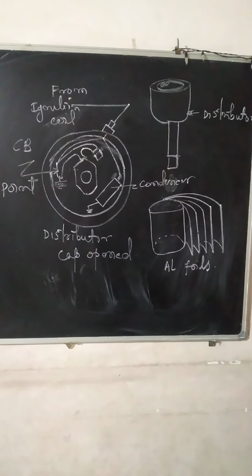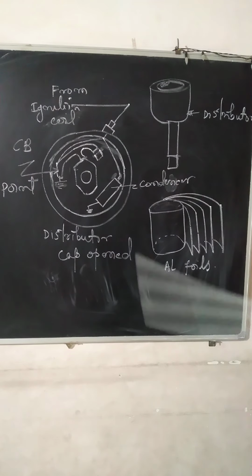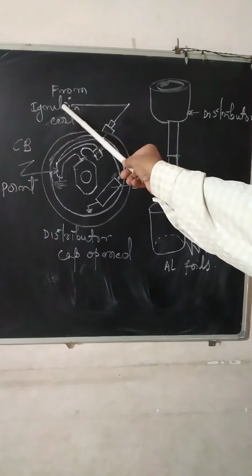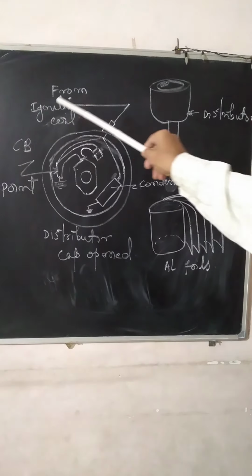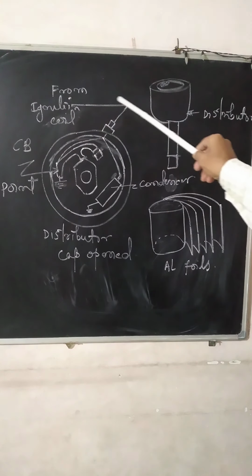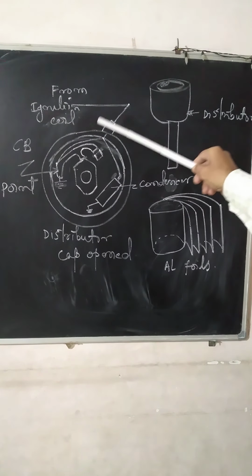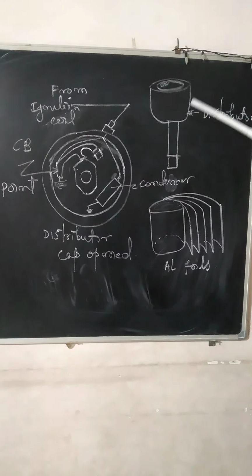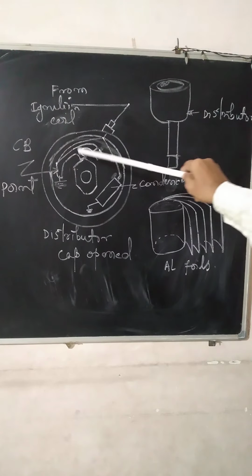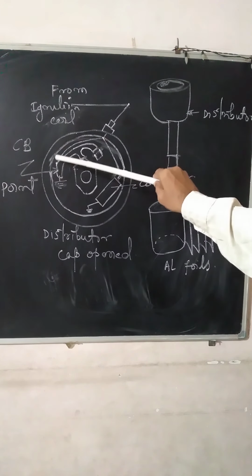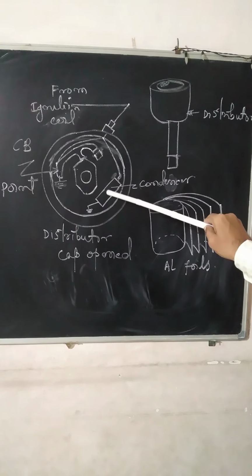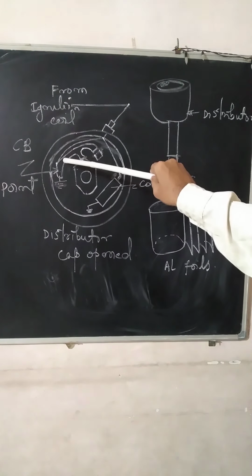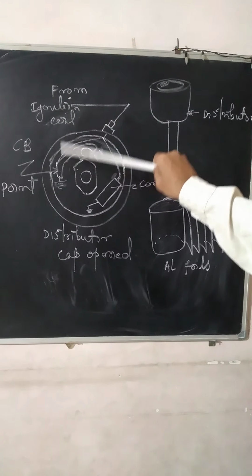Continuing with the battery ignition system. Now this is the wire coming from the primary circuit of the ignition coil. Only 12 volts of the current is coming over here. This is the distributor cap in open position. This is how the distributor bottom portion looks with the cap opened. So this is where the contact breaker point is placed, and this is a condenser. This is called the CB point, contact breaker point.